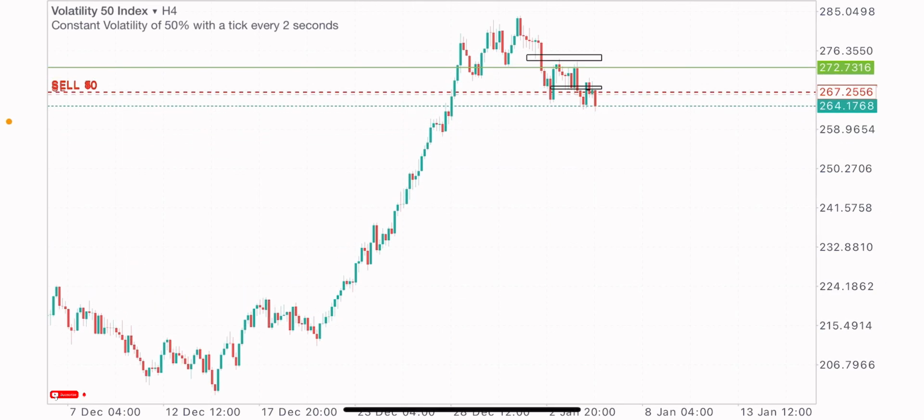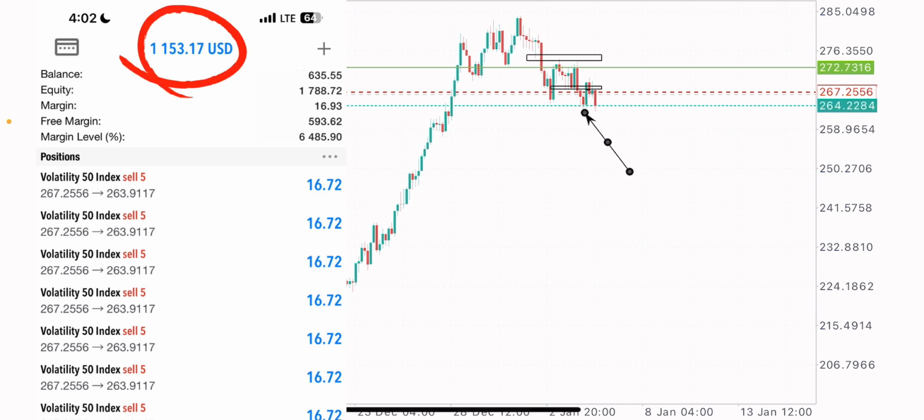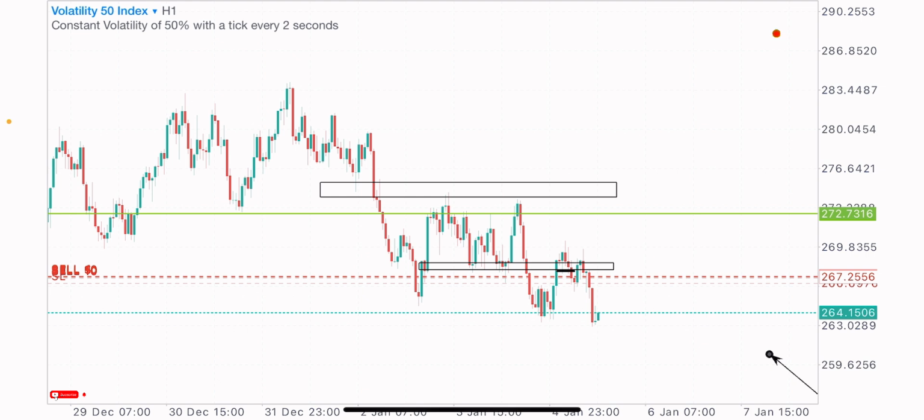So guys, I sold Volatility 50 index. I'm moving nicely well in profit. The signal was shared. I was able to pick out this sell confluence and my sell bias on this index.